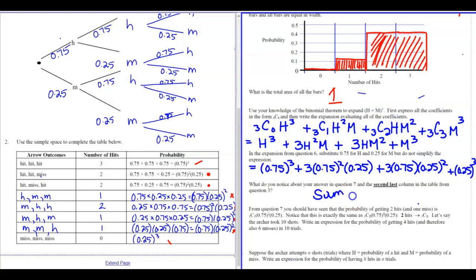All right, so from question 7, you should have seen the probability of getting 2 hits and 1 miss. Okay, so 2 hits and 1 miss is 3C1, 0.75 squared times 0.25. Notice this is exactly the same as 3C2, 0.75 squared, 0.25. 2 hits, 3C2. So 3 trials, 2 hits. The values are exactly the same of 3C1 and 3C2.